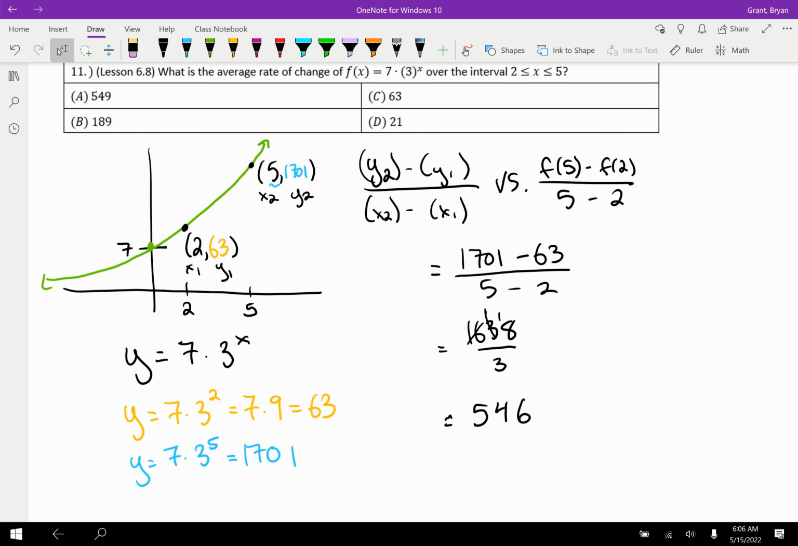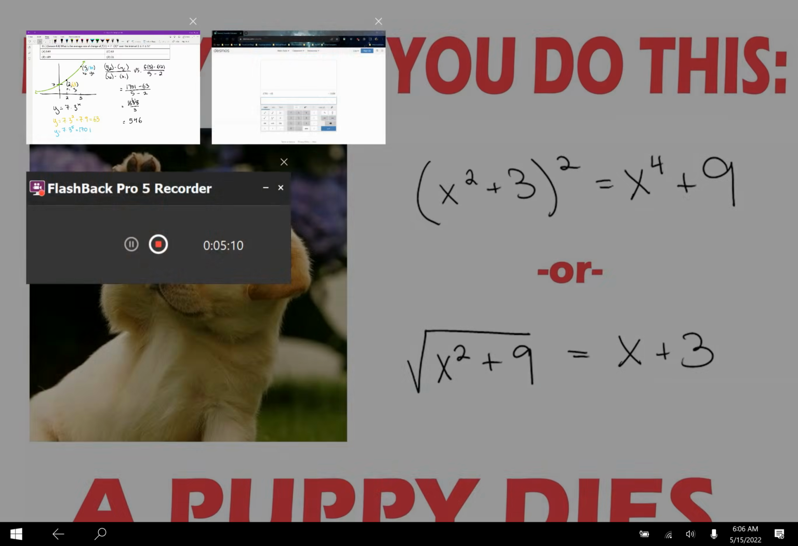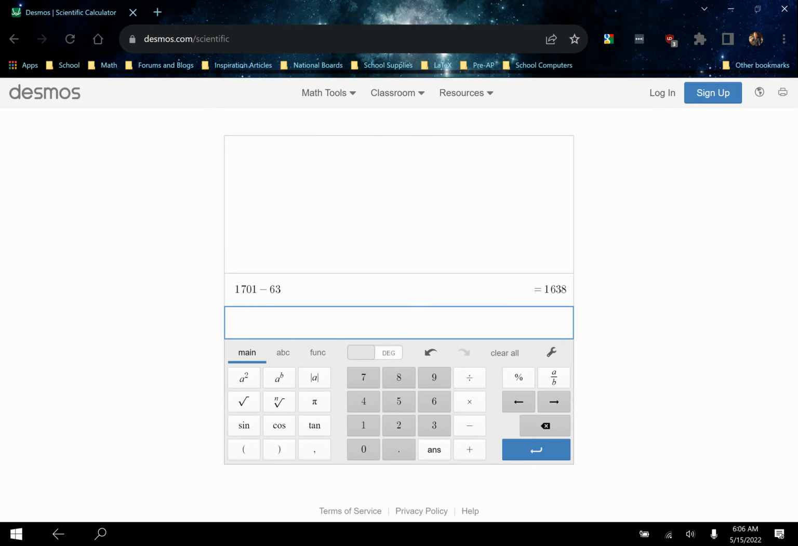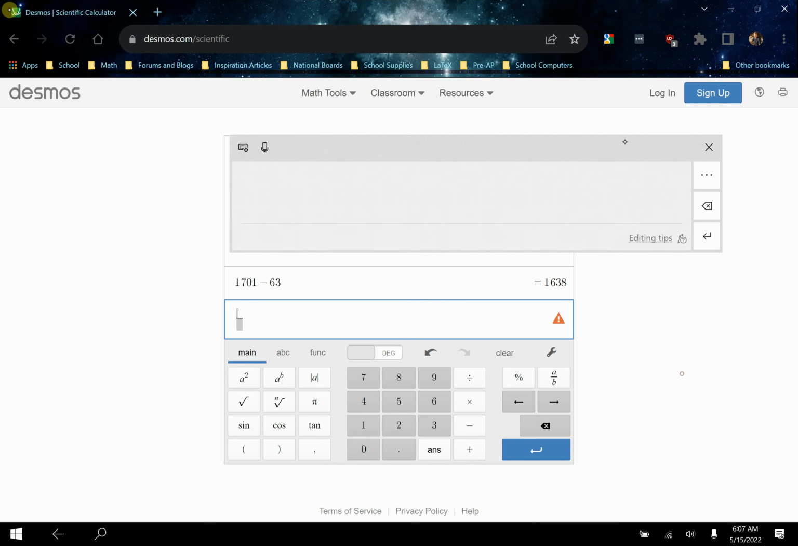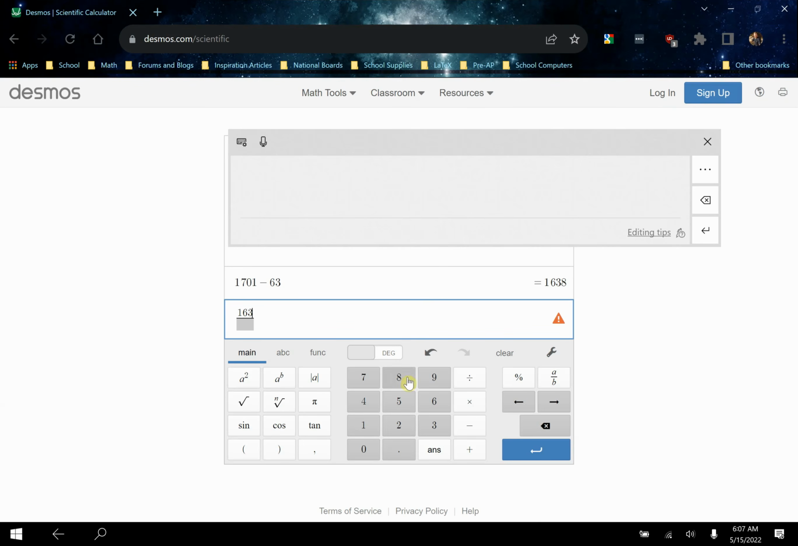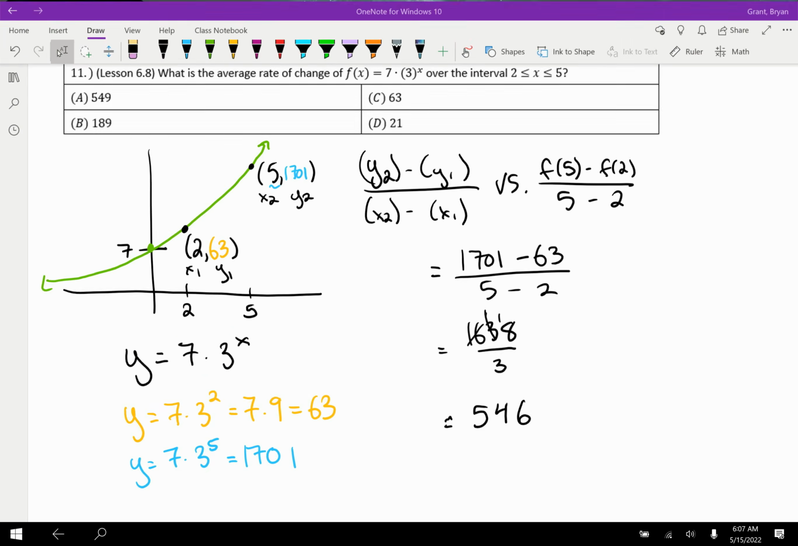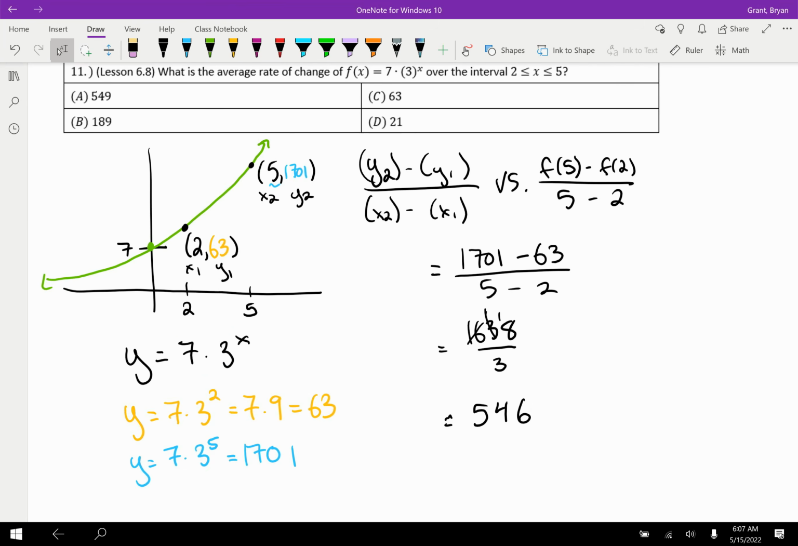Awkward. 1701 minus 63, let's double check that. Yep, that looks good. Then I wanted to divide 1638 by 3. I'm getting 546, so I wonder if I just maybe mistyped this and it's supposed to be 546 instead of 549. So I'm going to assume it is because we did everything pretty much right, and we'll pretend that's a 6. Smiley face.